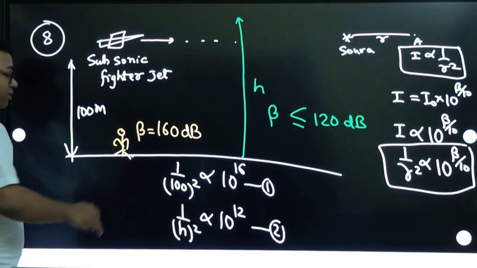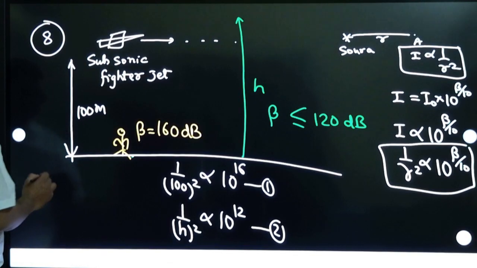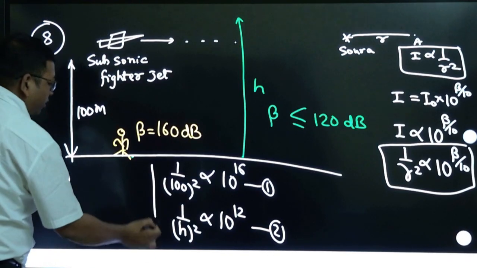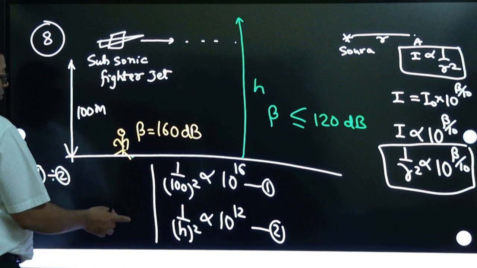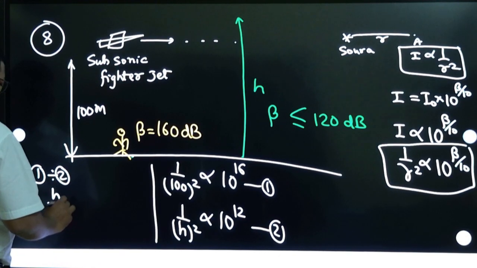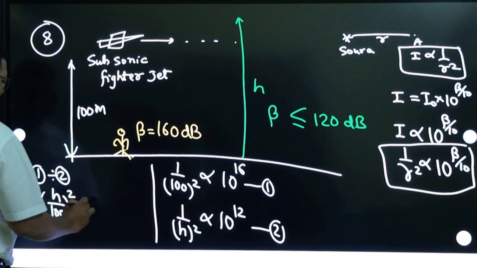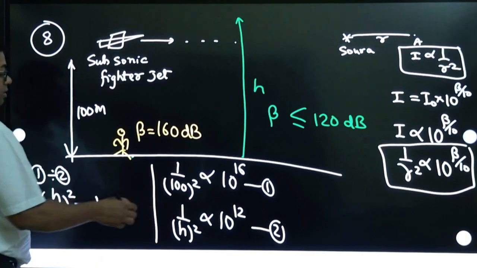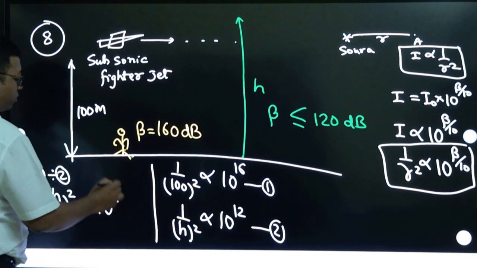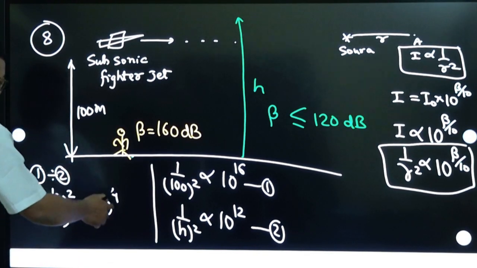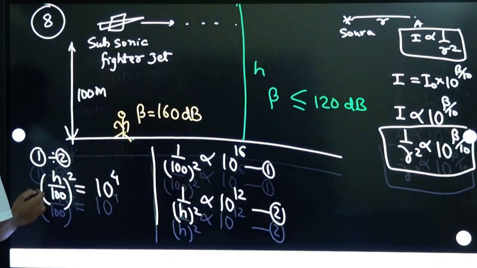So you can divide the first by the second. First equation divided by second, what do you get? h will come in the numerator, so it will become (h by 100) whole square, which is equal to 10 to the power 16 by 10 to the power 12. So 10 to the power 4 will be there, because 16 minus 12, right? Now you take the square root and solve.